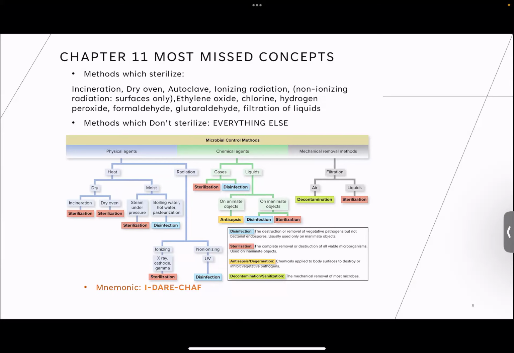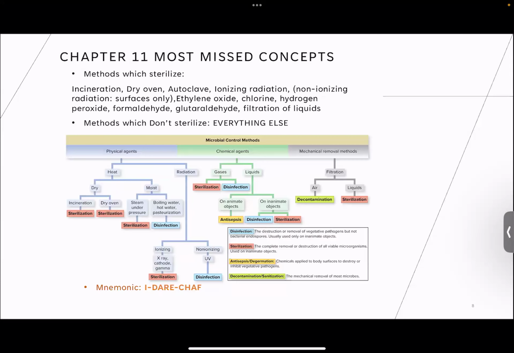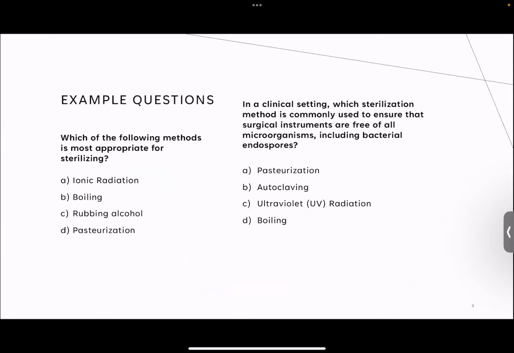All right, so which methods sterilize and which ones don't is often a difficult one for people, just remembering which ones can sterilize and which ones can't. And again, it's a memorization thing. This is one that I don't really have a good concept for as much as it's just remembering. But understanding how the processes work can help with it.